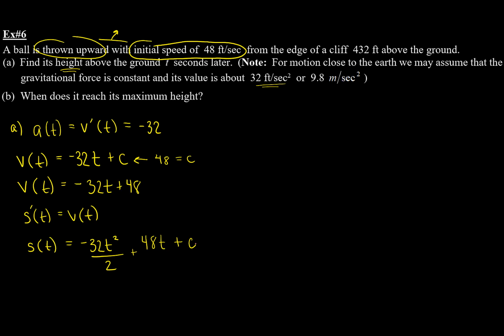Now, I'm going to do a couple of things really quick. I see this negative 32 divided by 2. I'm just going to simplify, since I'm running a little bit out of space, and move this plus sign.